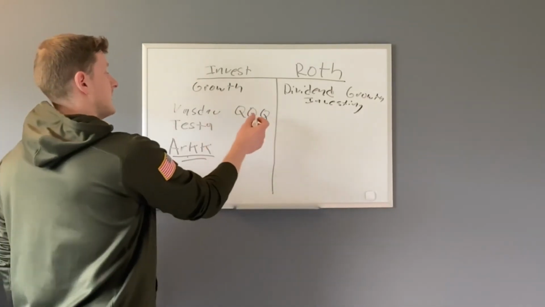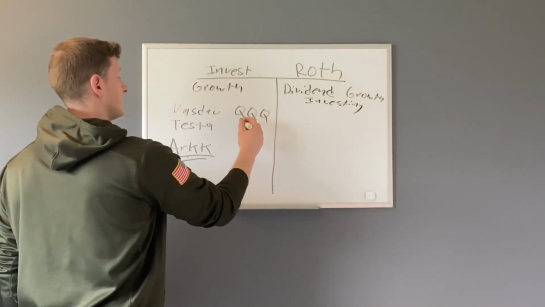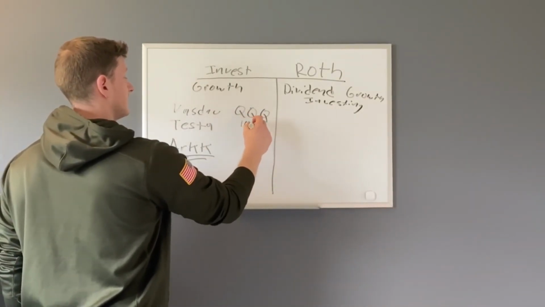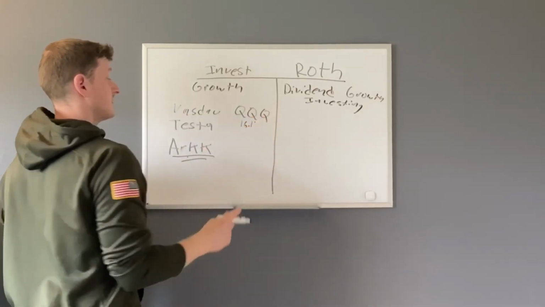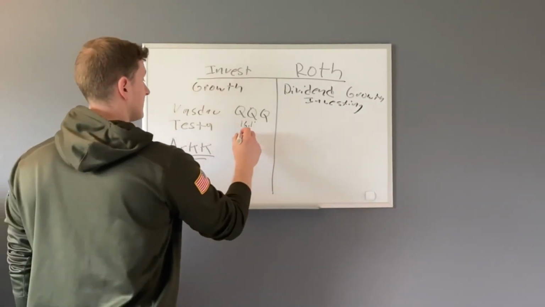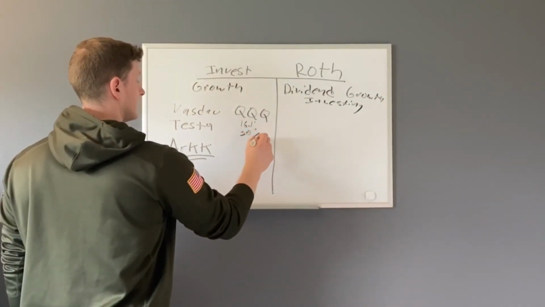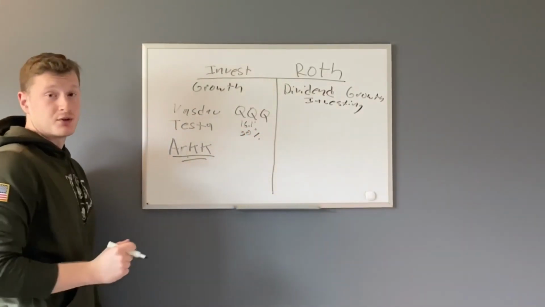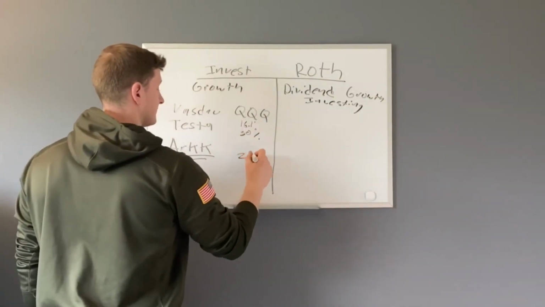So NASDAQ, usually your return on investment is about 16%. Tesla's return has been over 20-30%. So let's just do 30%. This mutual fund alone, this gain is 25%.